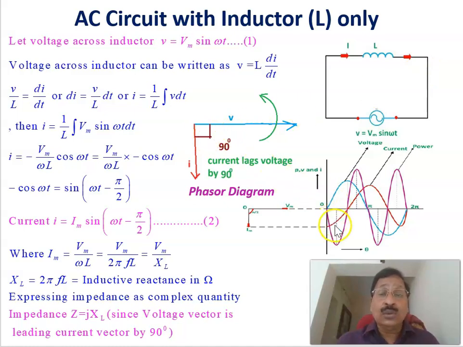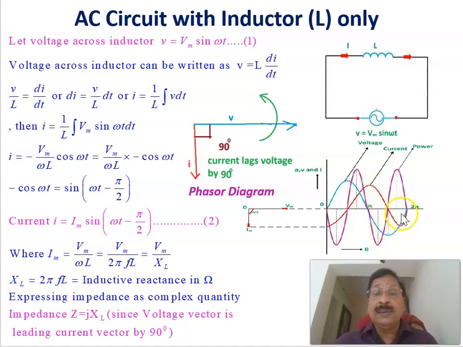In order to calculate the power, you can multiply the instantaneous voltage and instantaneous current here. For example, from 0 to pi by 2, the voltage is positive and the current is negative, so you get a negative power. From pi by 2 to pi, both voltage and current are positive, so you get a positive power. From pi to 3 pi by 2, the voltage is negative and the current is positive. Therefore, you get a negative power.